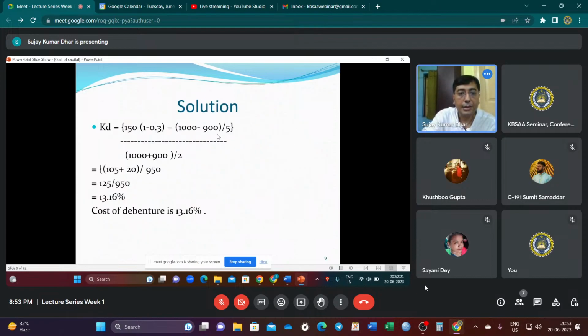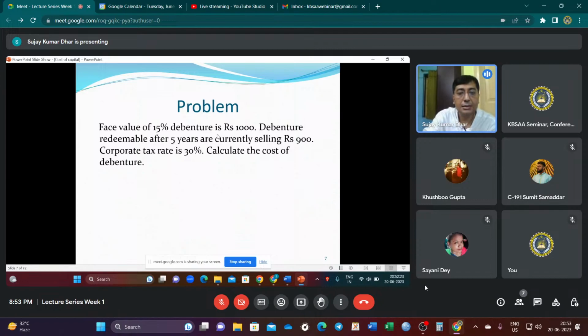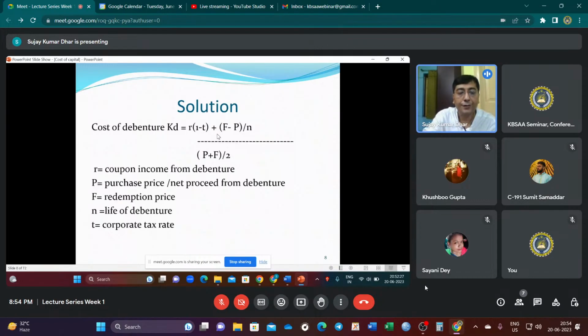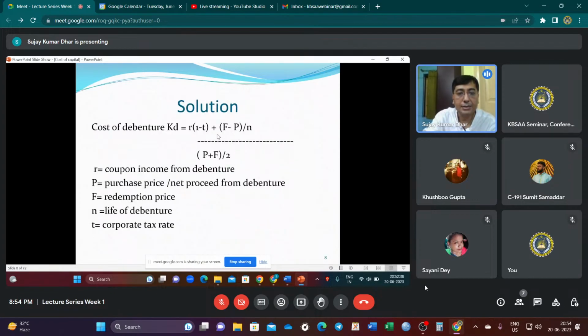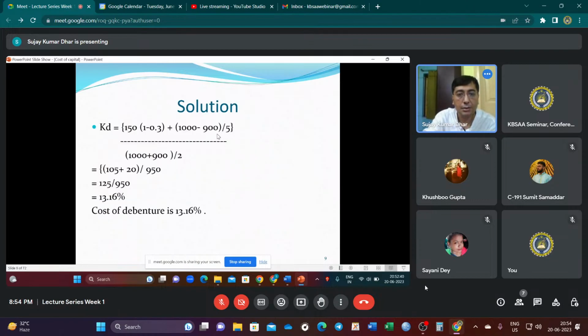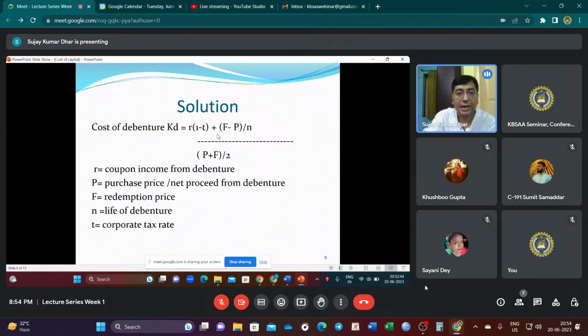Now, take the example: 15% of 1000 face value. So what will be the coupon? 15% of 1000 is 150. Tax rate is how much? 30%. So 150 into 1 minus 0.3. Redemption price is what? 1000 rupees. Purchase price is what? 900. And life is what? 5 years.